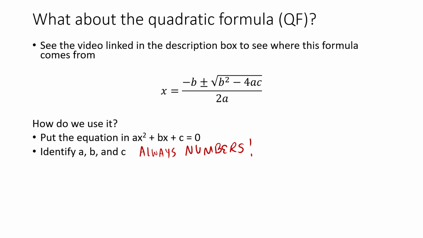And I've never done one with x's floating in the middle of it, but I see it a lot. So A, B, and C are always numbers, and then you plug those values into the formula. So literally, the A goes in place of the A's, the B's go in, and C goes in, and then you simplify it as much as you can.